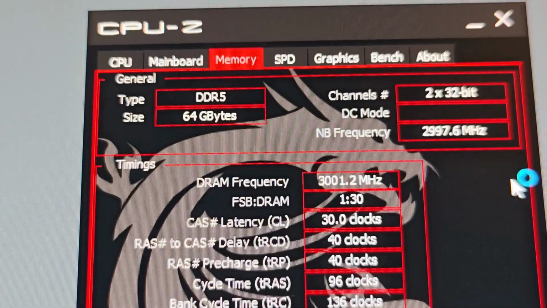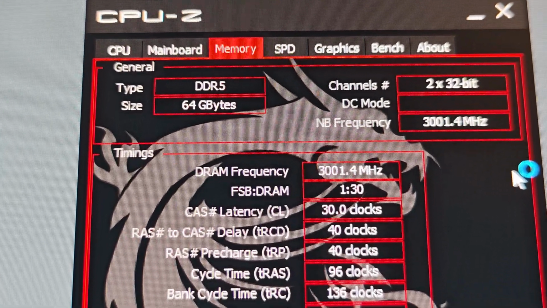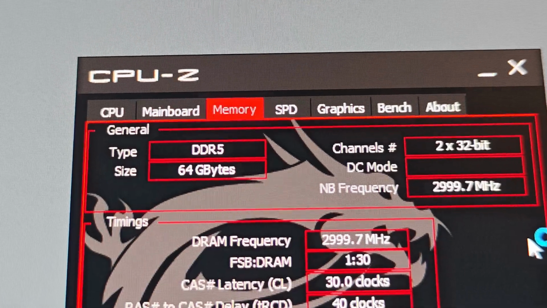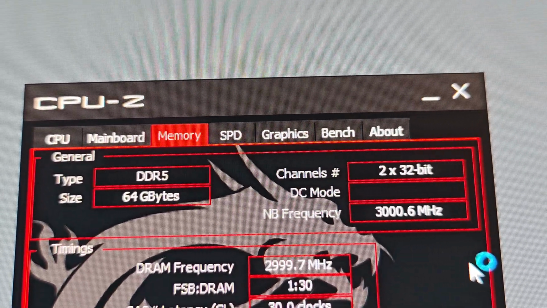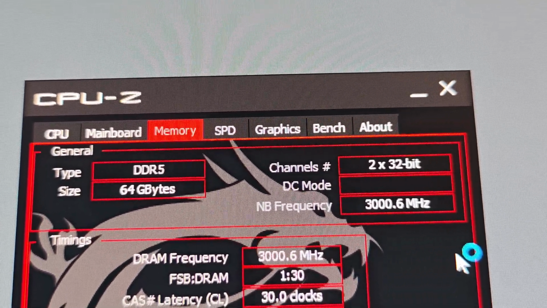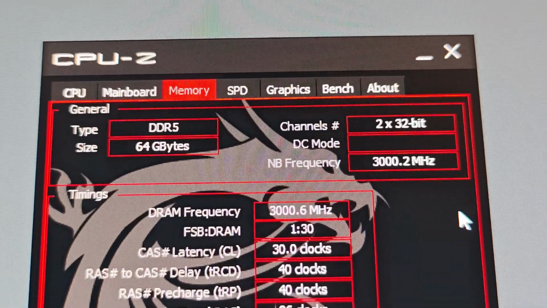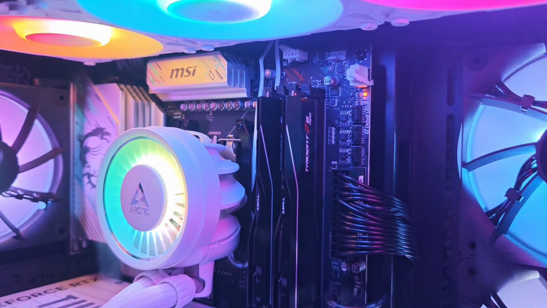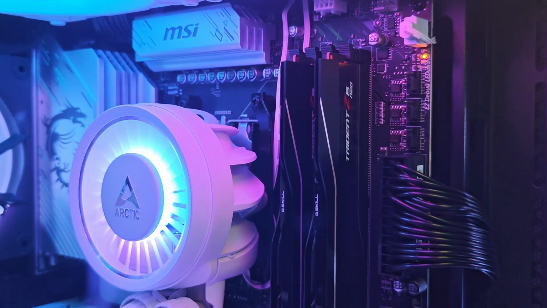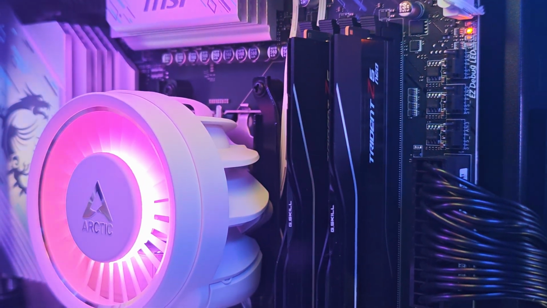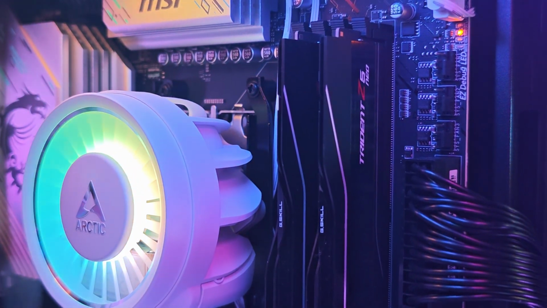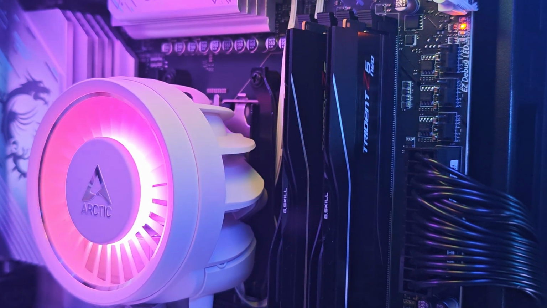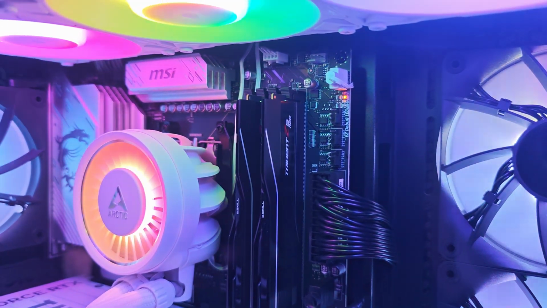I mean that the advertised speed, such as 6K mega transfers per second, refers to the effective data rate. But CPU-Z displays the actual clock speed, which is exactly half of that effective rate. So a 6K mega transfers per second RAM kit is technically operating at a clock speed of 3K megahertz, and since it's double data rate memory, the effective data transfer rate is indeed 6K, or 6,000 mega transfers per second.